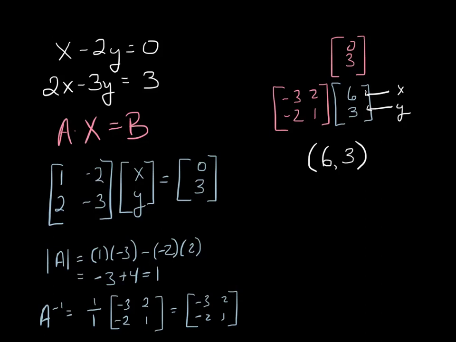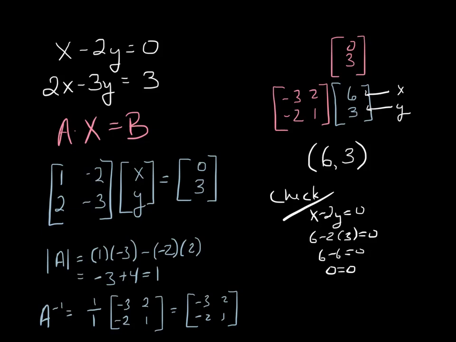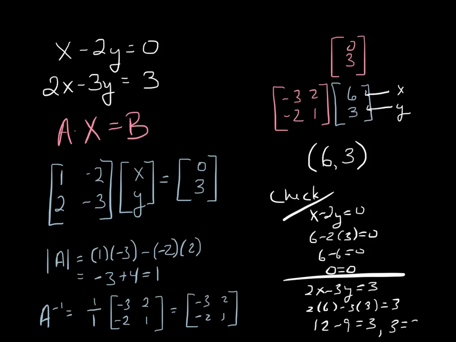Now we can check using another method, or we can check just by substituting. We know that x minus 2y should be equal to 0. We get 6 minus 6 equals 0, so that worked out very nicely. And the other equation is 2x minus 3y should be equal to 3. So that's 2 times 6, 12, minus 3 times 3, 9, is equal to 3, and what do you know? That worked out as well.